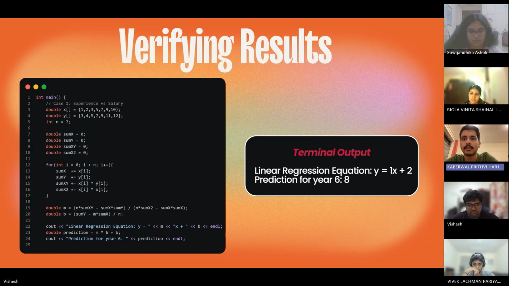So we initialize some values to 0. After that, we run a for loop to calculate the individual sums. You would remember that there was a summation of x, y, and x squared. That is done using the for loop and the sum statements.